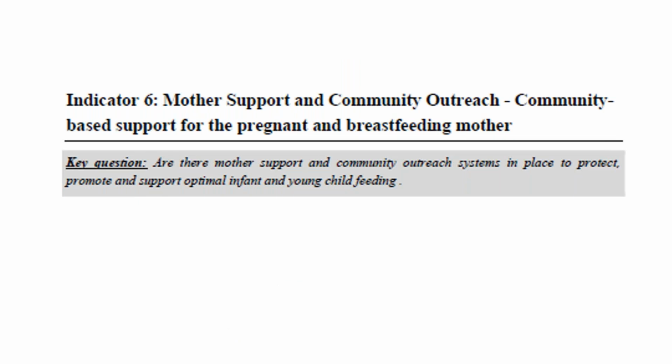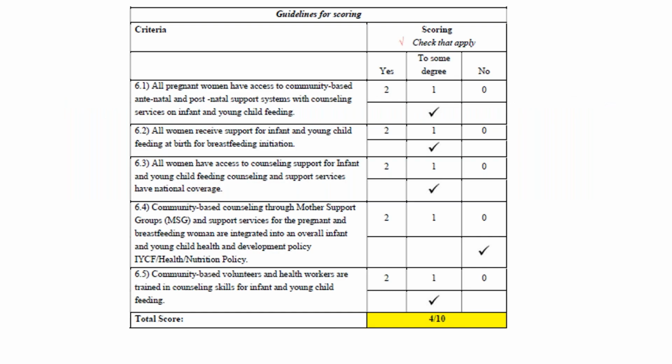Indicator number 6 is mother support and community outreach, community-based support for the pregnant and breastfeeding mother. And this is asking the question, are there mother support and community outreach systems in place to protect, promote, and support optimal infant and young child feeding? And you can see here, looking at our scoring, that we scored to some degree all the way down.